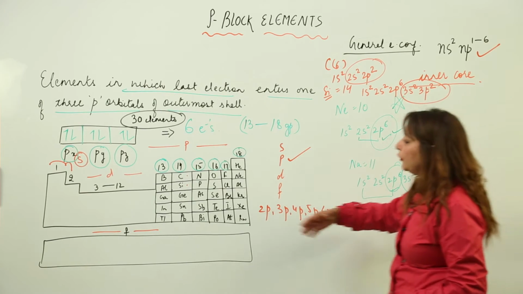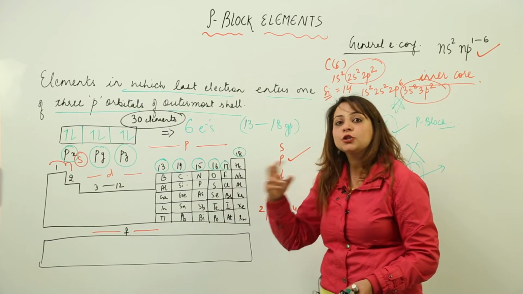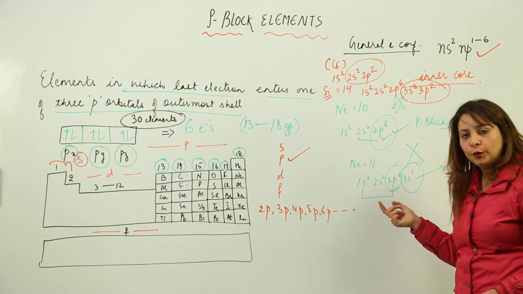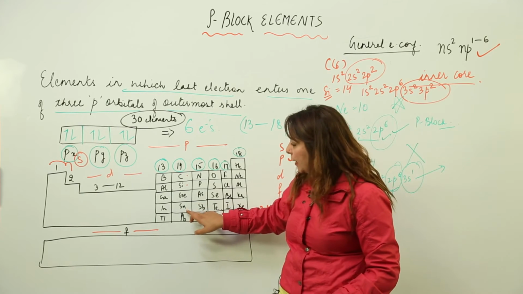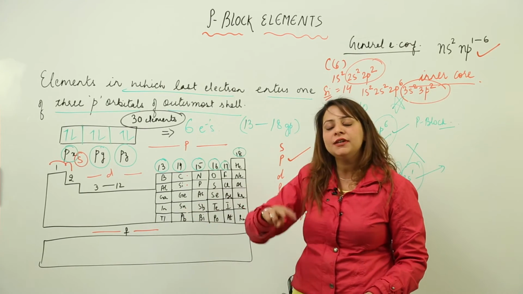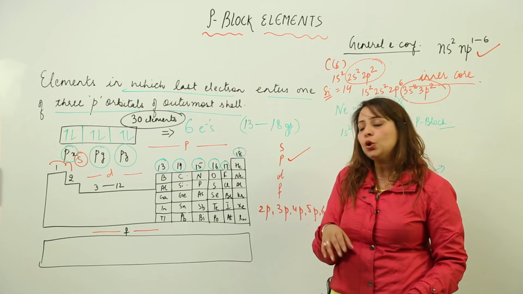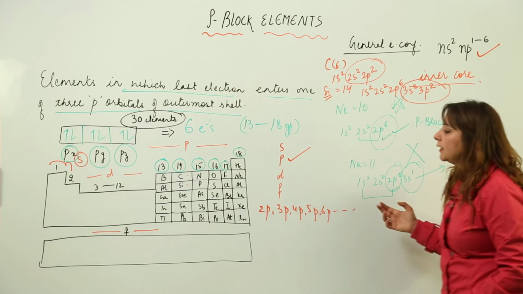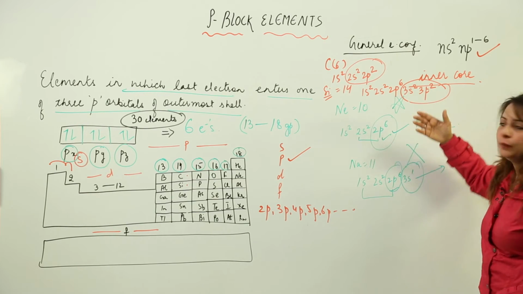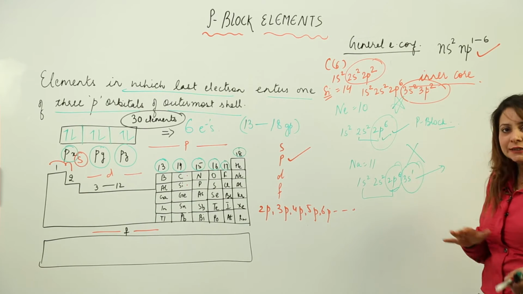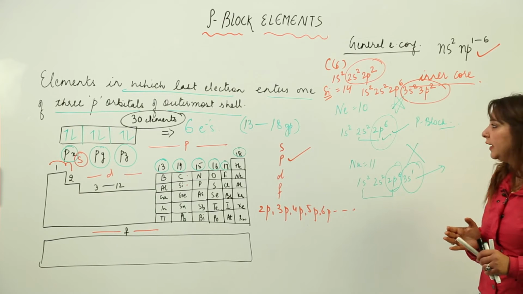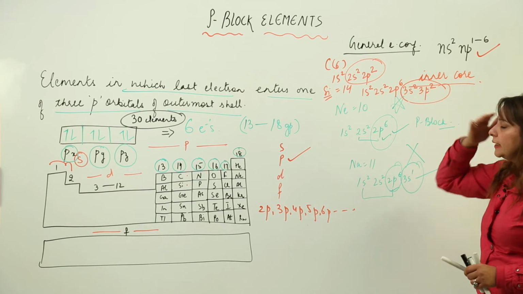And if I write the configuration for the next member germanium, it is going to be 4s2, 4p2, and if I take another example, tin, it is going to be 5s2, 5p2, and for lead it is going to be 6s2, 6p2. So like this the filling will occur, right? I think you got it, how the shells are progressively filled. So this is the electronic configuration.